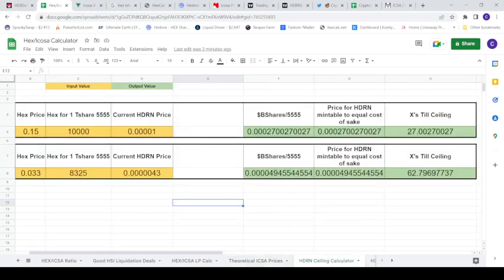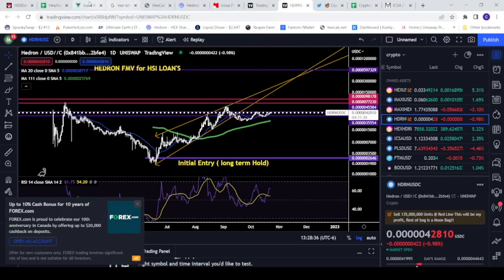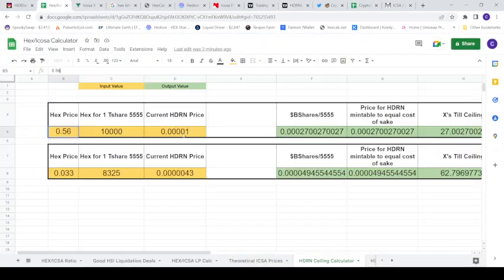The next one is the Hedron ceiling calculator. So here you input the hex price, 15 cent. So let's do old highs of 56 cent. Hex per one t-share, let's keep it at 10,000. And then the current Hedron price. So I think let's do 4 zeros and a 1. Oh yeah, that is 4 zeros and a 1.